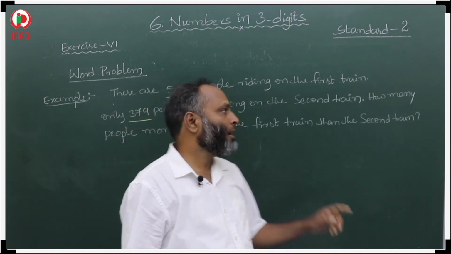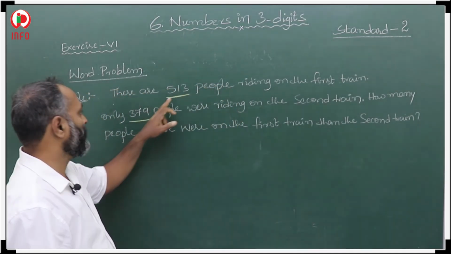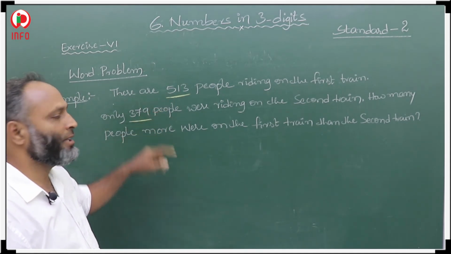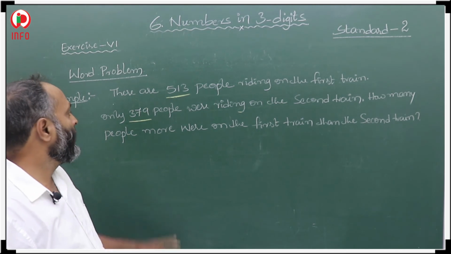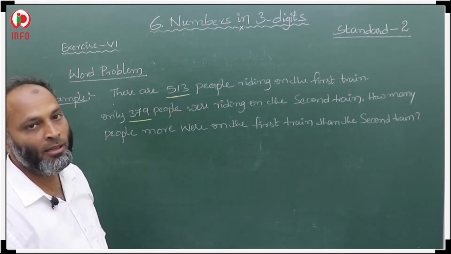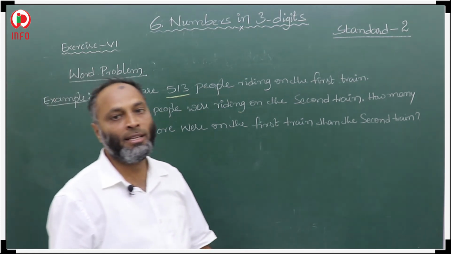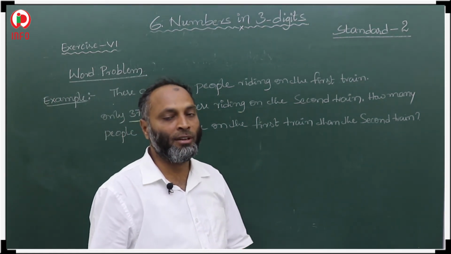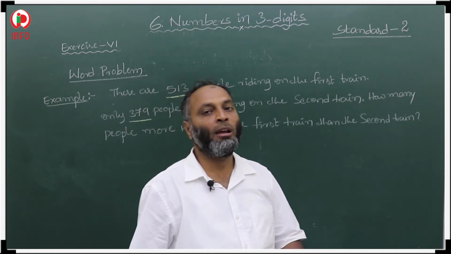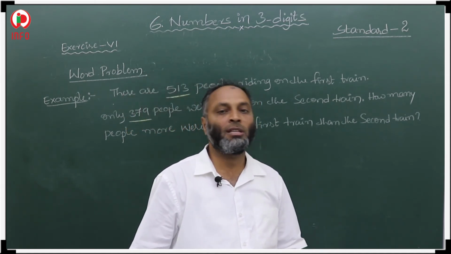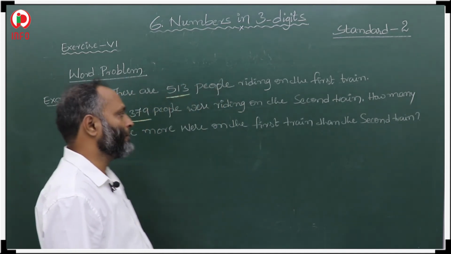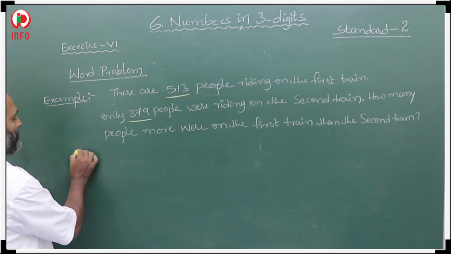If we see these two, 513 and 379, 513 is more than 379. So it means more people were riding in the first train. He is asking how many more people were riding, which means we have to find the difference. Whatever difference you get, that many more people were riding in the first train. Okay, then the solution.